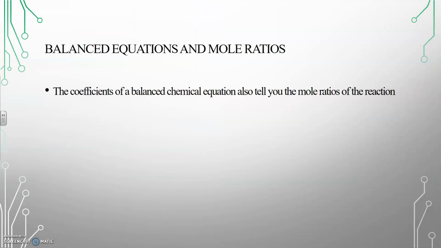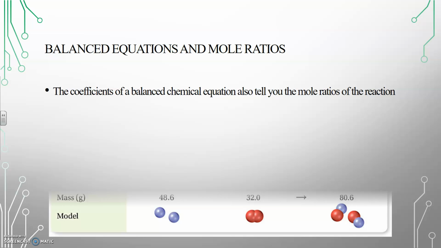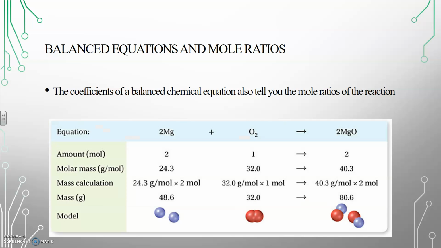So the coefficients, the large numbers that come before the different compounds in a balanced chemical equation, also tell you the mole ratios of the reaction. So here's an example of a balanced chemical reaction. We have two magnesiums reacting with one molecule of O2 to produce two MgOs. So basically magnesium here is reacting 2-to-1 with the oxygen.